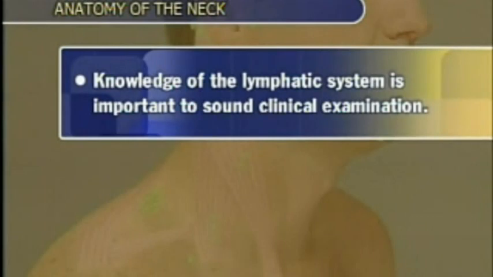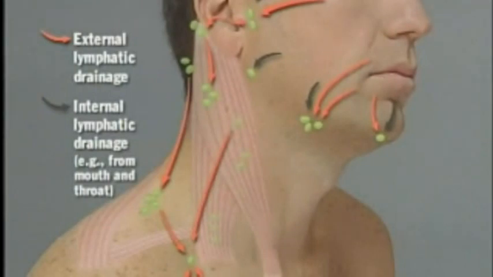Knowledge of the lymphatic system is important to sound clinical examination. Whenever a malignant or inflammatory lesion is observed, look for involvement of the regional lymph nodes that drain it. Whenever a node is enlarged or tender, look for a source such as infection in the area that drains it.